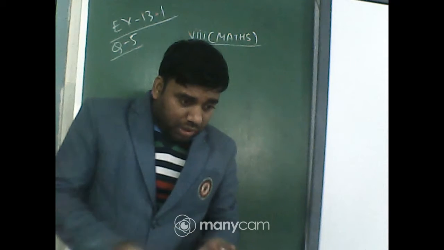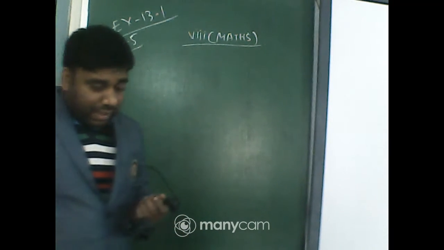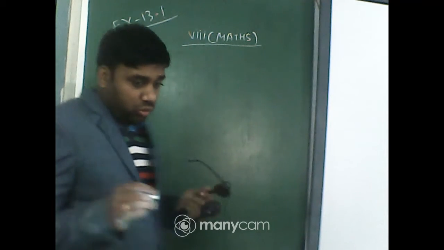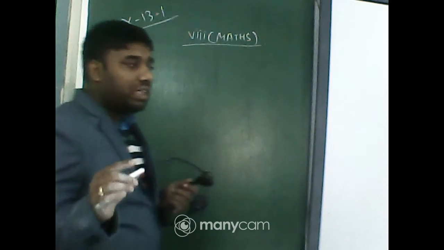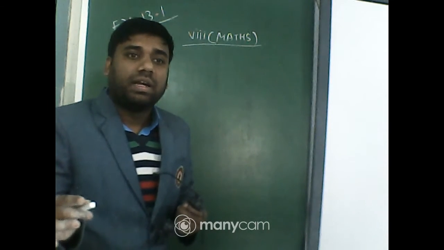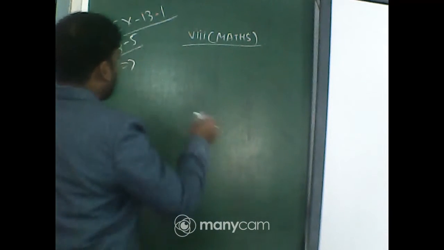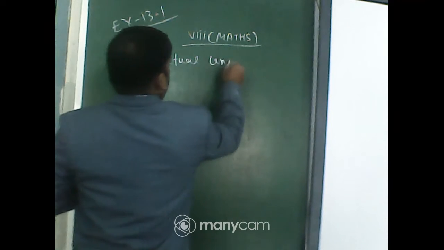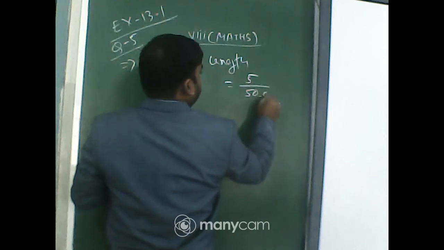So first of all, the actual length. When it is 50,000 times enlarged, then its length is given as 5 centimeter. What is the actual length of the bacteria? Actual length is equal to 5 by 50,000.